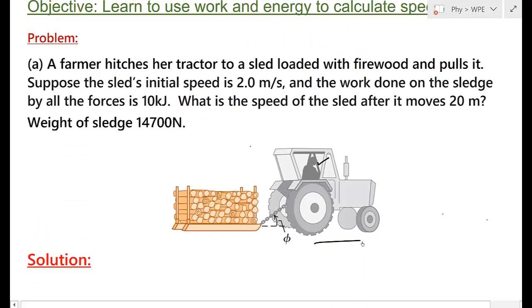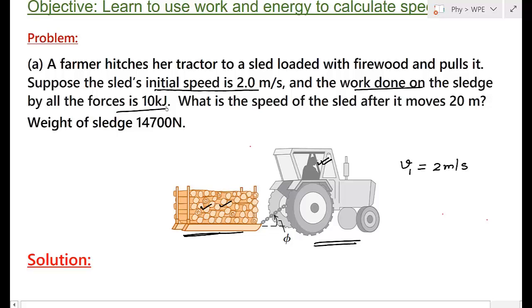So we have a tractor, and this tractor is run by a farmer, and there is a sledge on which woods are kept. So this tractor basically pulls this sledge, and the initial speed of the sledge is 2 meter per second. So let's call V1 the initial speed, which is equal to 2 meter per second. And the work done on the sledge by all the forces is 10 kilojoule.